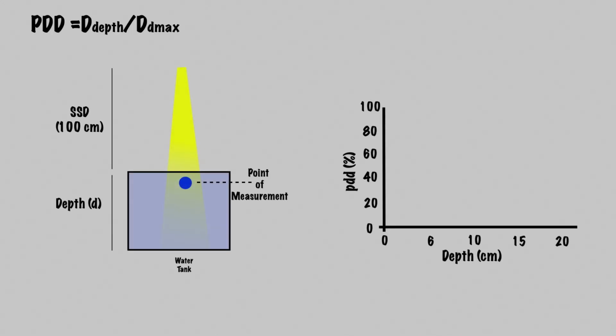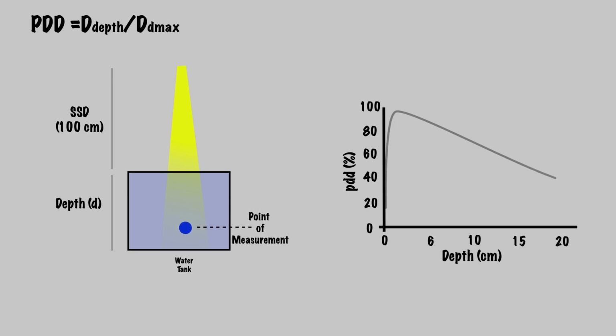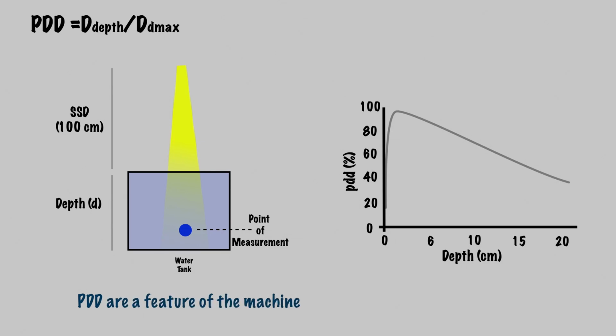What is PDD? PDD equals the ratio of the dose at a given point, or depth, in a phantom to the dose at the depth of maximum dose, Dmax. These values are calculated by physicists for each machine and beam energy, which can be found in your clinic's lookup tables.